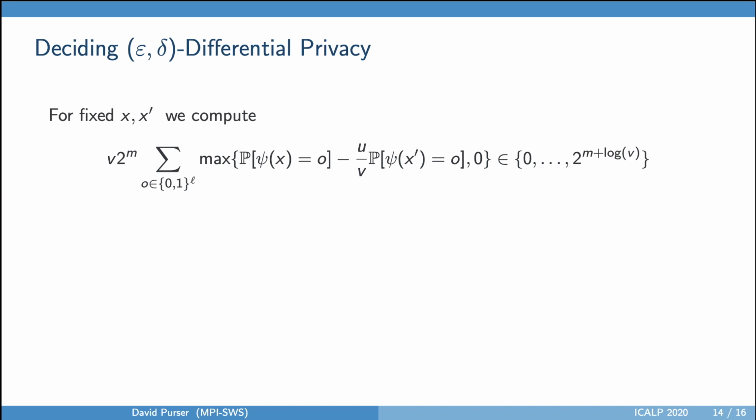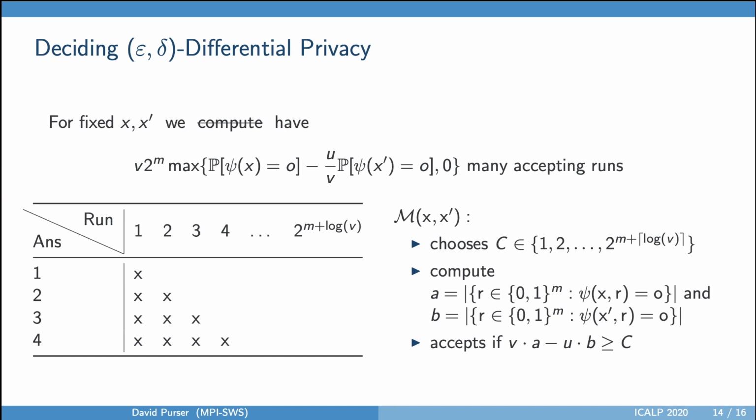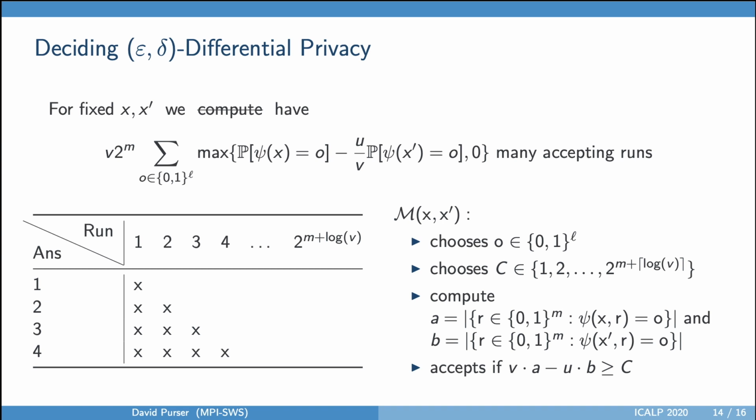Intuitively, we'd like to compute this value, but we're not going to do this. Instead, we're going to create a non-deterministic Turing machine which has this many accepting runs. We'll first consider how to do this for a fixed output O. With a sharp-p oracle, we can compute this value. However, we can then spawn off 2 to the m plus log v runs and ensure that the correct number accept. To do this, we compare the run number with the answer. So, for example, if the answer should be 3, the first 3 runs will accept. If the answer is 4, the first 4 runs will accept. We can then repeat this procedure for each possible outcome. Thus, we have the correct number of accepting runs as this sum.